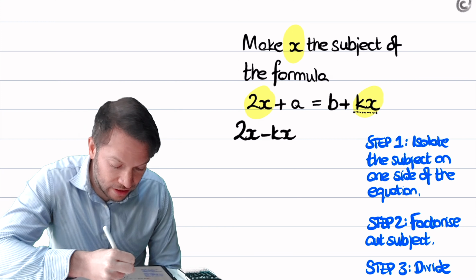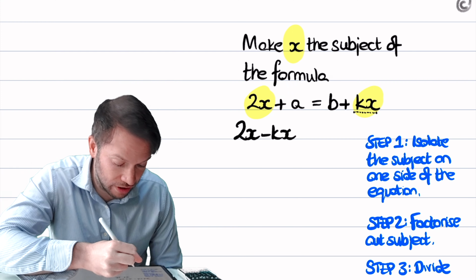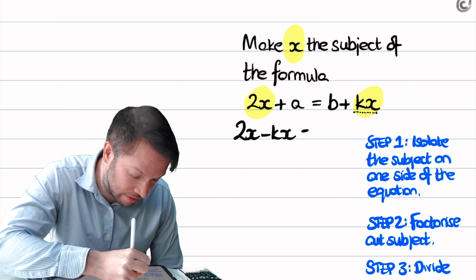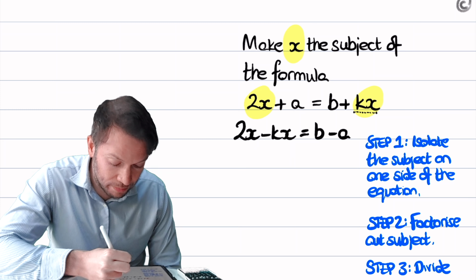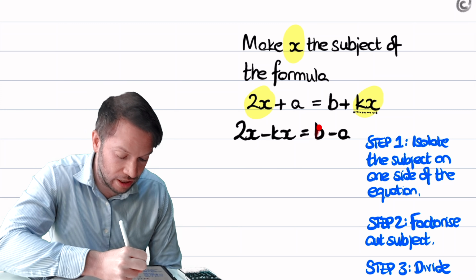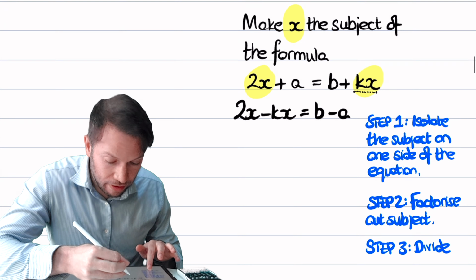And now this a term here is not an x term, so therefore I want it on the other side of the equation. So I'm going to subtract a from both sides, and that's going to give me b minus a. So that's good. All these terms are x terms, and all these terms on the right-hand side are not x terms. That's great. Now, step 2 here is to factorize out the subject.